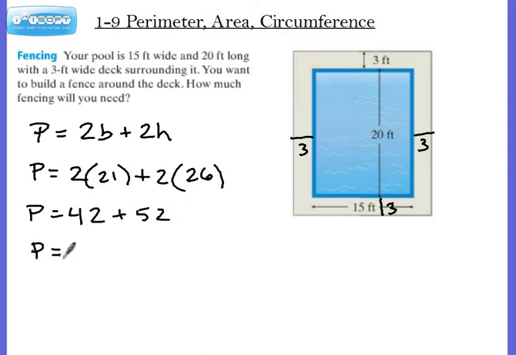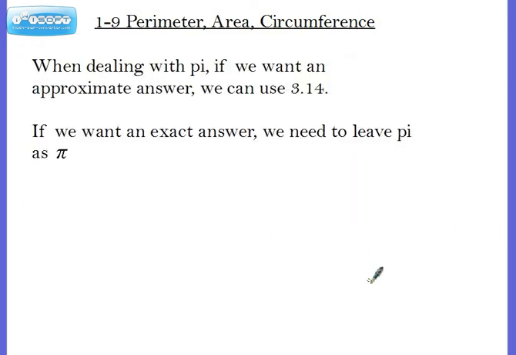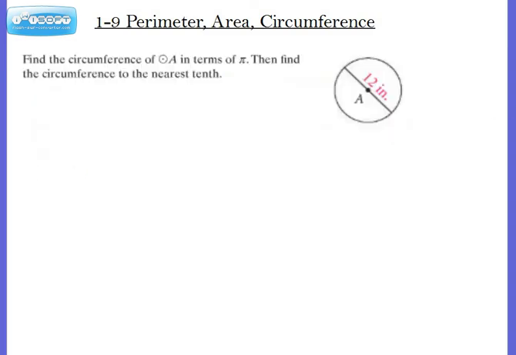So our perimeter is 94 inches. Not inches, sorry, feet. We have to make sure that we have our unit correct. So it's 94 feet. Don't just put it as 94. We want to make sure that you have the units as well. Okay. Whenever we're using pi, if we want to approximate an answer, you can go ahead and use 3.14. That's fine. If you want an exact answer, we need to leave pi as just the symbol pi.